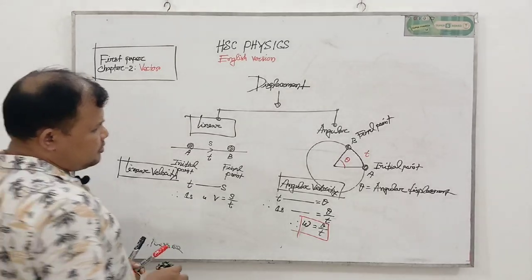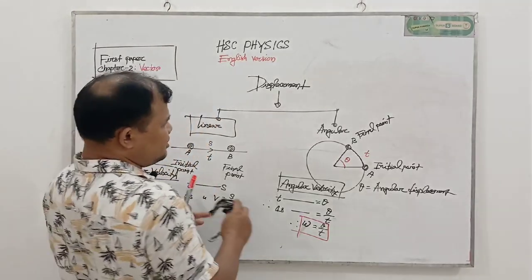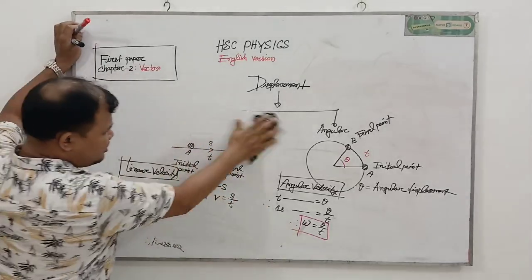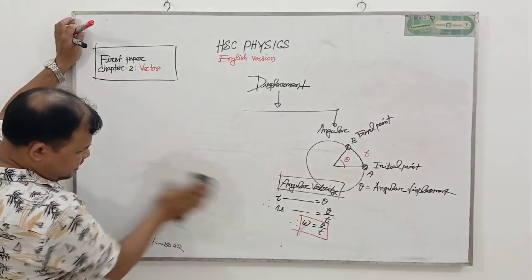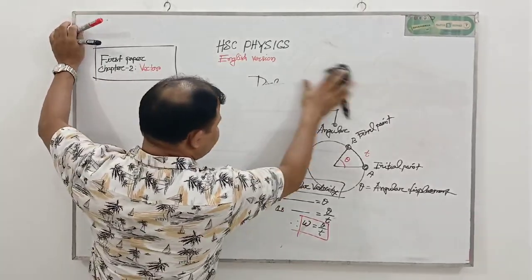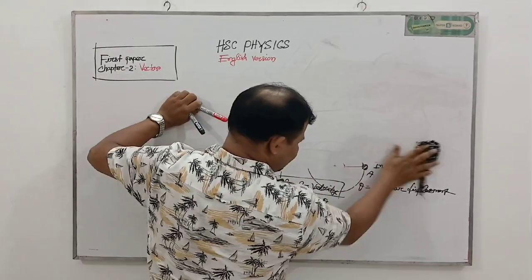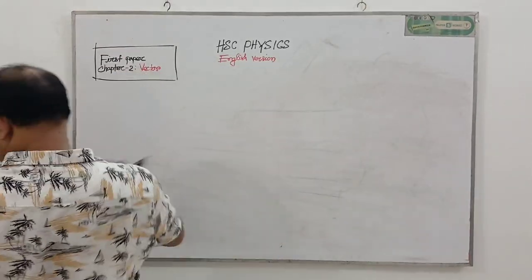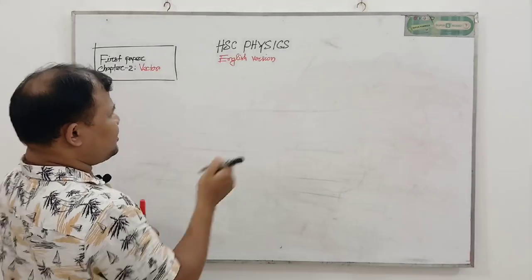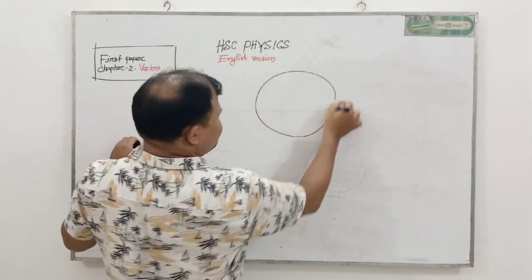Now we will also discuss angular displacement and angular velocity perfectly and clearly. Suppose again we draw a diagram. Suppose this is the circular path.